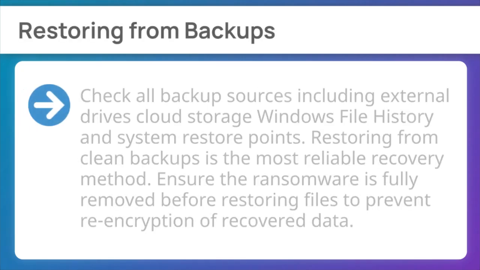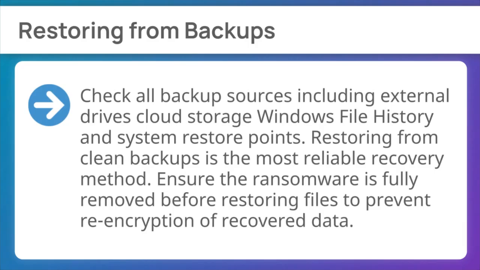Next, restoring from backups. Check all backup sources including external drives, cloud storage, Windows File History, and System Restore points. Restoring from clean backups is the most reliable recovery method. Ensure the ransomware is fully removed before restoring files to prevent re-encryption of recovered data.